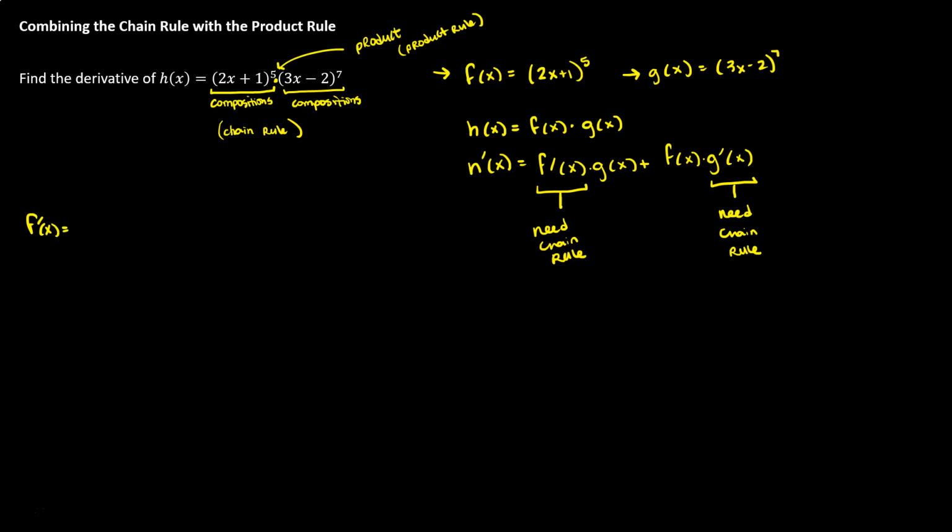F prime is using the chain rule. So we're taking the derivative of the composition of functions 2x plus 1 and x to the 5th. X to the 5th is the outside function. So that function's derivative looks like 5x to the 4th power, but we need the inside function plugged back in. Then we multiply by the derivative of that inside function, which would just be 2. So f prime looks like 10 times 2x plus 1 raised to the 4th power.